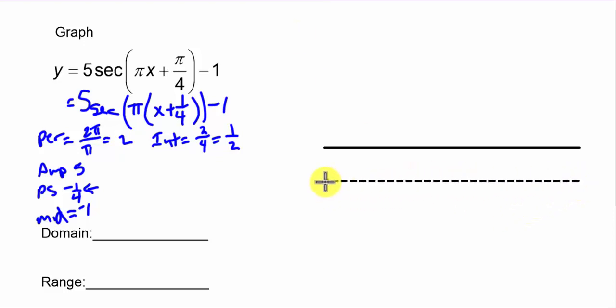Here's my negative 1 value. I'm going to now mark, if I'm moving 5 up and 5 down from that, to highs and lows, if you will. I'm going to go up here to 4, go down here to negative 6, all right? And then I'm graphing secant. So I know that when I graph secant, let's not get ahead of ourselves.